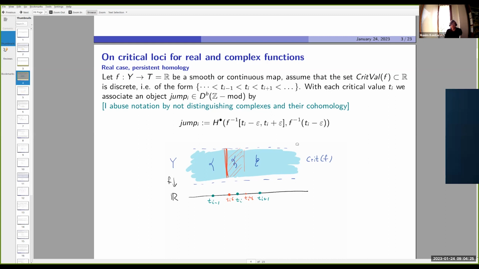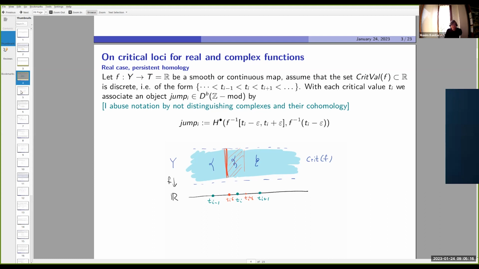For each critical value, I will associate a certain object of the derived category of modules, or rather its homology; I don't distinguish complex and homology. It will be the jump at this point. I take a point t_i and a small interval containing this point, and take the homology of the pair: the pullback of this interval relative to the pullback of the left end of this interval. In the picture, it will be this red domain relative to this red boundary.